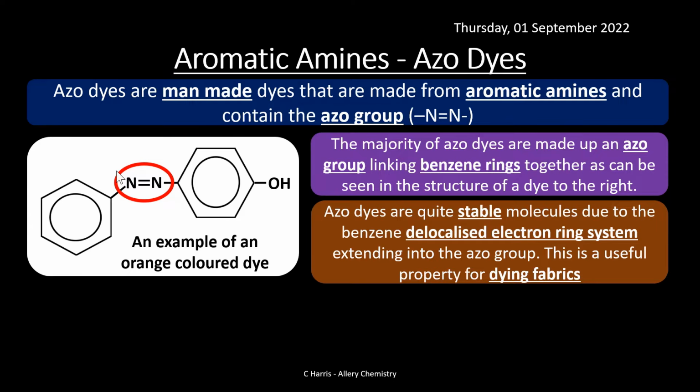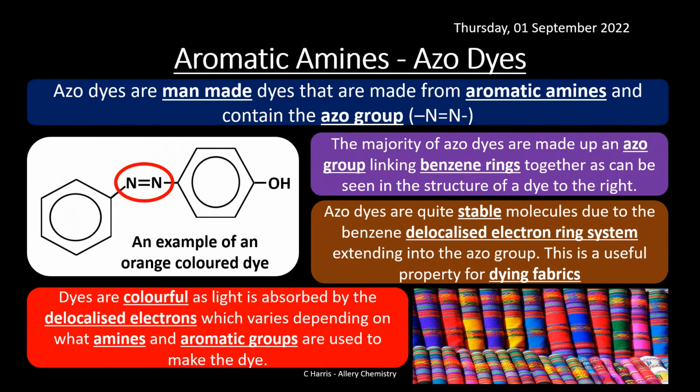I mean, sometimes they do fade over time, but what you don't want is that to happen instantly or to kind of break down in colour if you leave them out in the sun, for example. So this benzene ring gives it incredible stability and kind of holds the colour within the garment. So dyes, like I say, are colourful, and the reason why is because light is absorbed by the delocalized electrons, and this varies depending on what amines and aromatic groups we're using to make the dye. So the light is effectively being absorbed by the electrons in these ring structures, and this gives you these lovely coloured fabrics, as you can see on here.